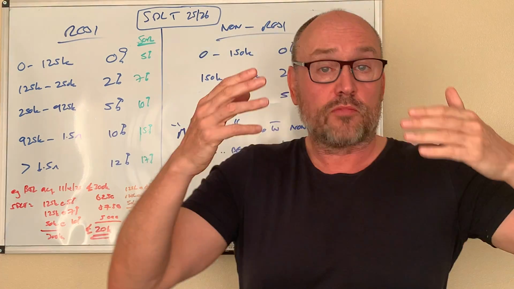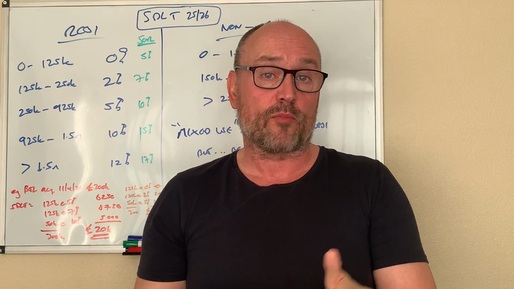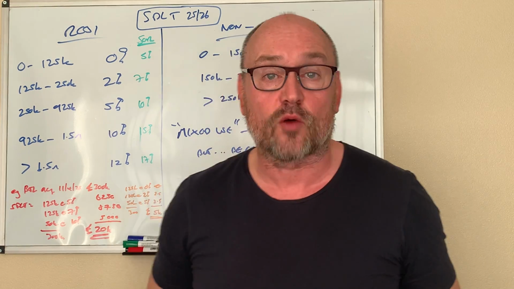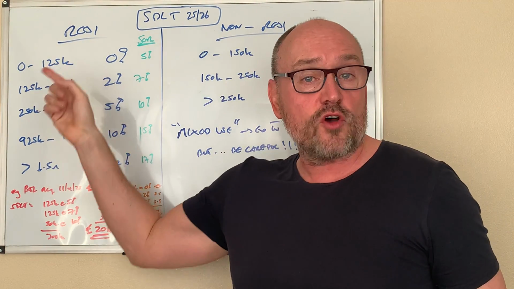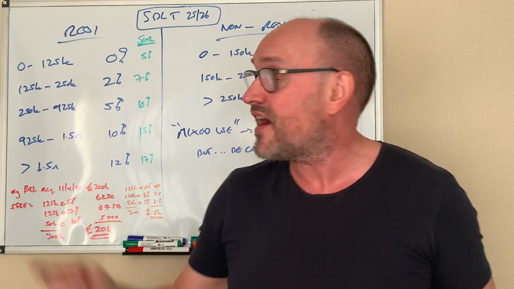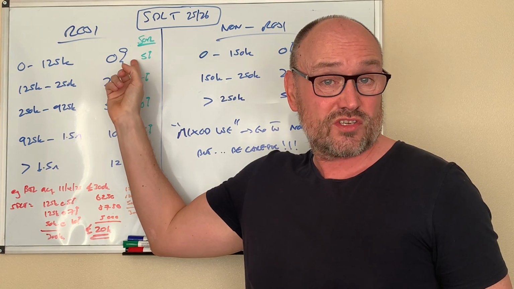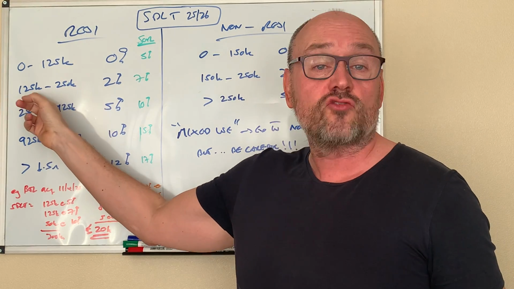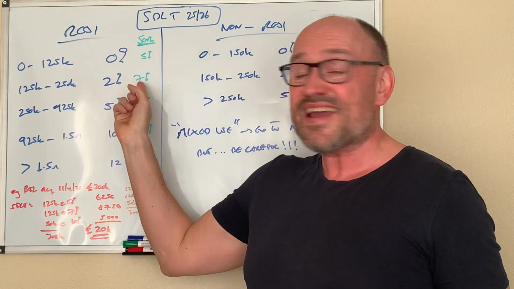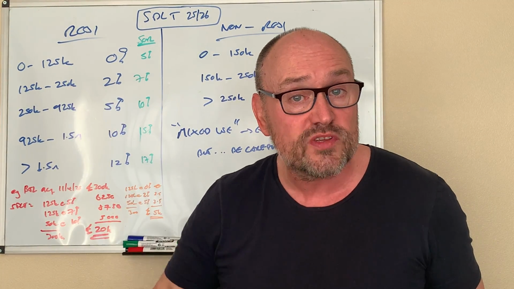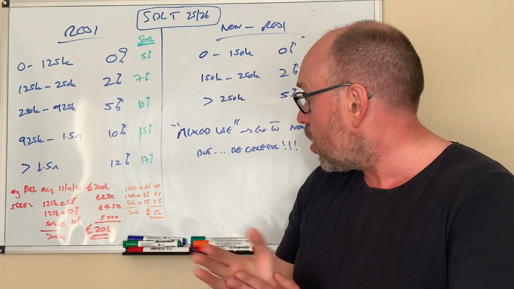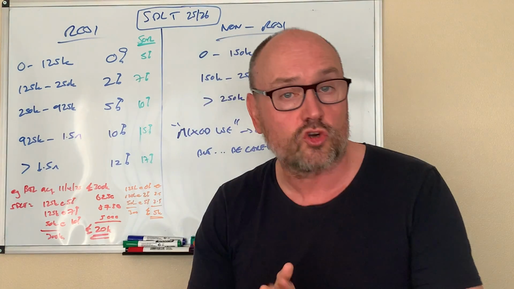So same scenario, you're buying a property, but let's say you've already got a main residence, you are now buying a buy-to-let property. So on that first slice up to 125,000, 5% is SDLT, not 0%. And then in the band 125 to 250, 7%, not 2%. So 5% is being added on in each of the bands. So let's just crunch the numbers.